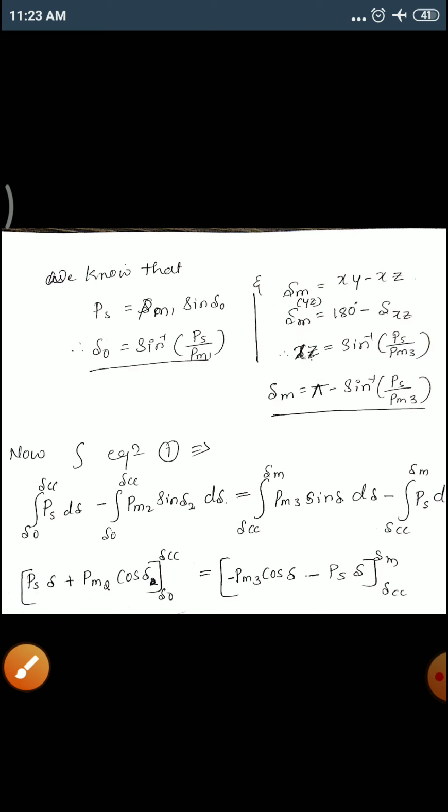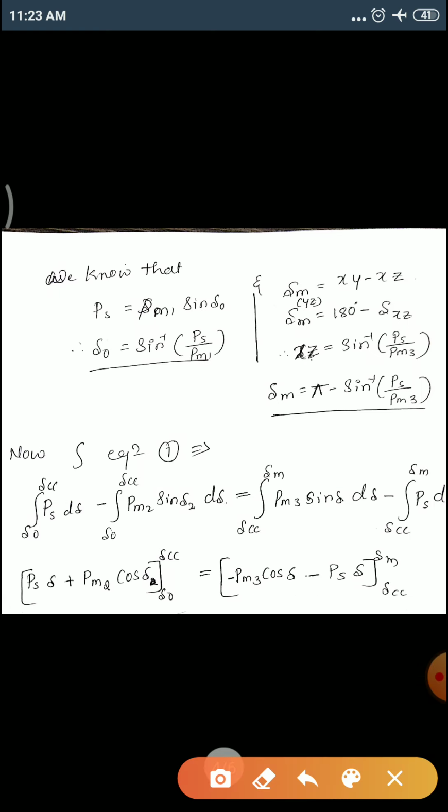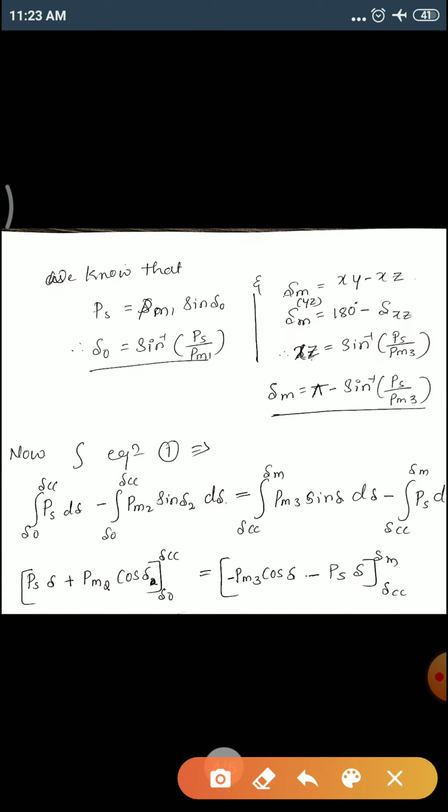Now, as we have taken area 1 will be equal to area 2, integrate that. You have to expand this equation, since this integration is common for this factor as well as that factor, so expand this and integrate it directly. Afterwards we will substitute the upper limit and lower limit. PS into d delta, PS is a constant term, you are integrating with respect to delta, therefore it will be PS delta, since integration of 1 dx will be x, right?